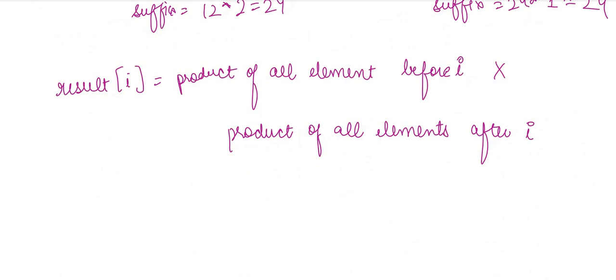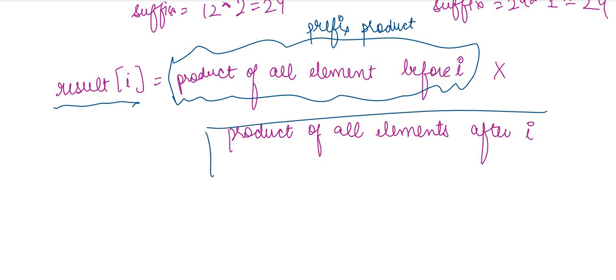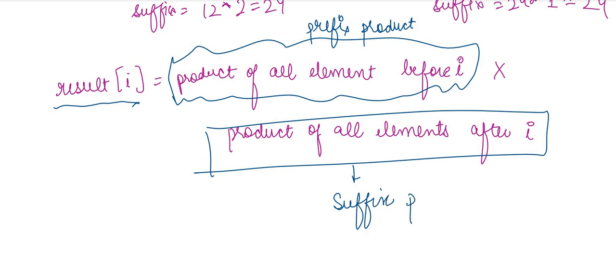I am going to tell you why this technique works. See, result of I is basically storing the product of all elements before I. This is the prefix product that we are calculating, and the product of all elements after I is calculated by the suffix product. So this is the reason why this technique works, because it is not including that I index. Before and after only we are doing. Understanding this is the conceptual part of this question.